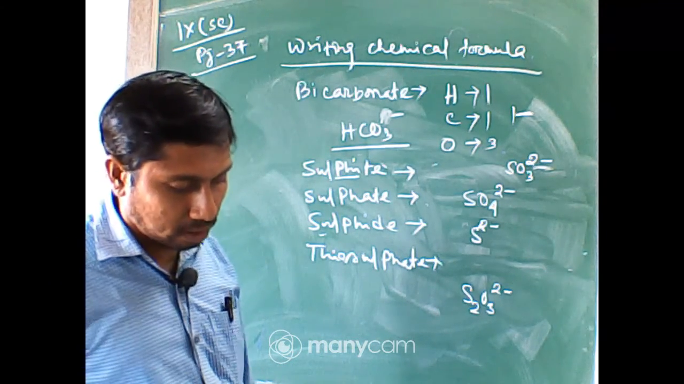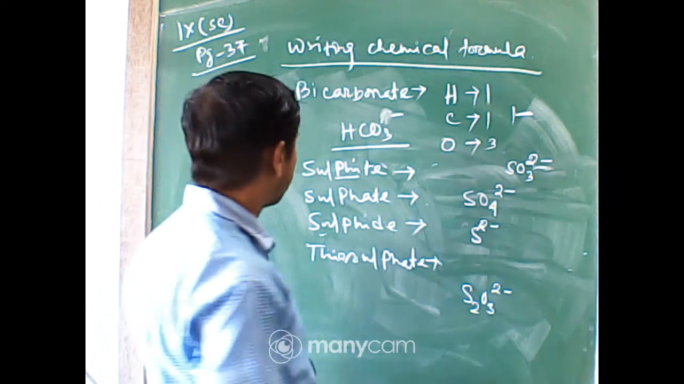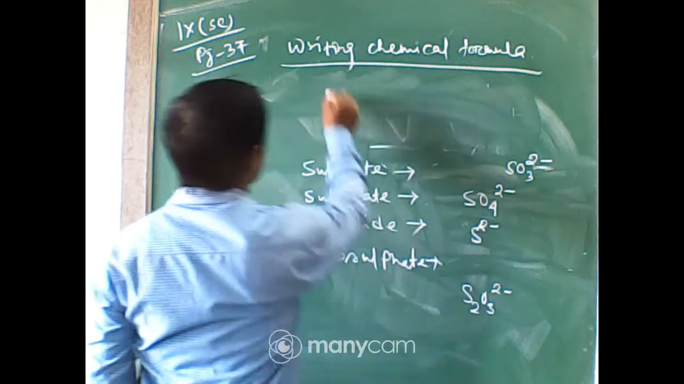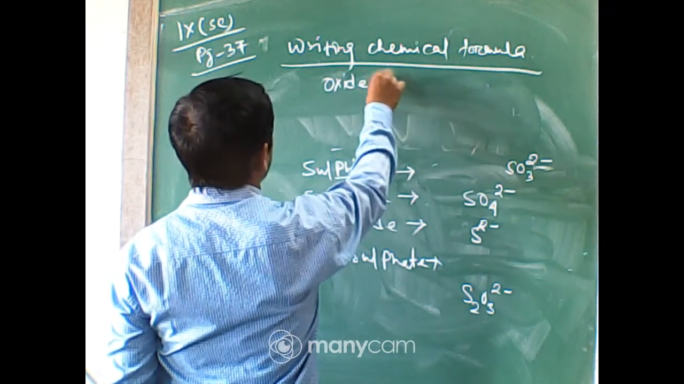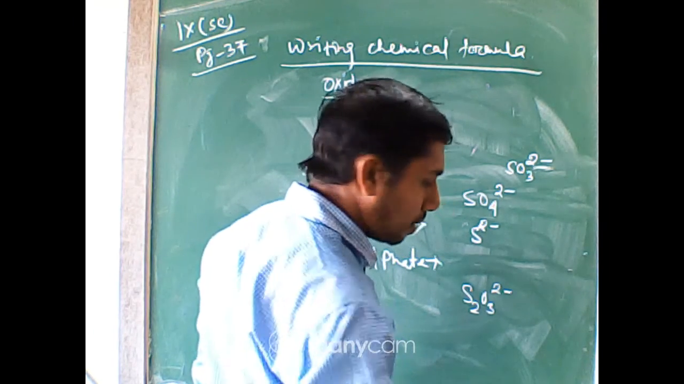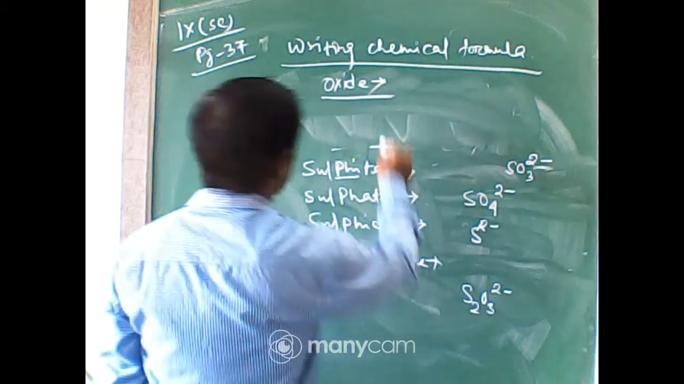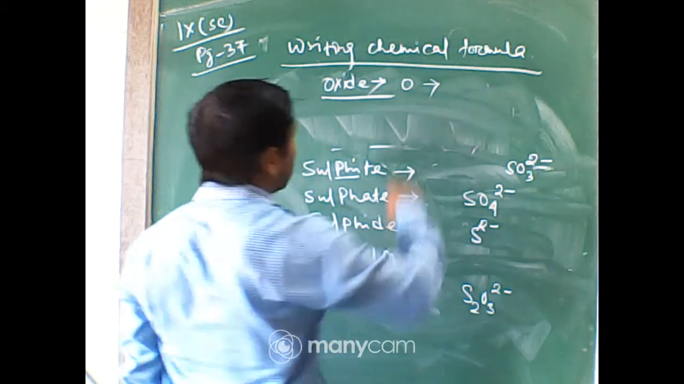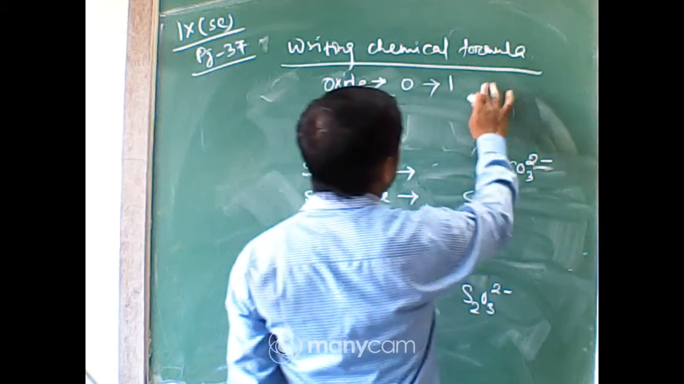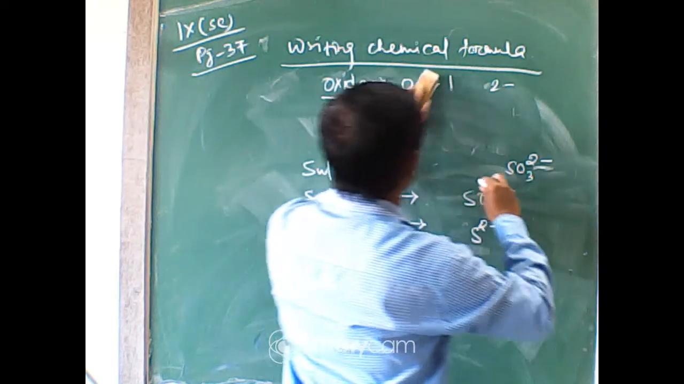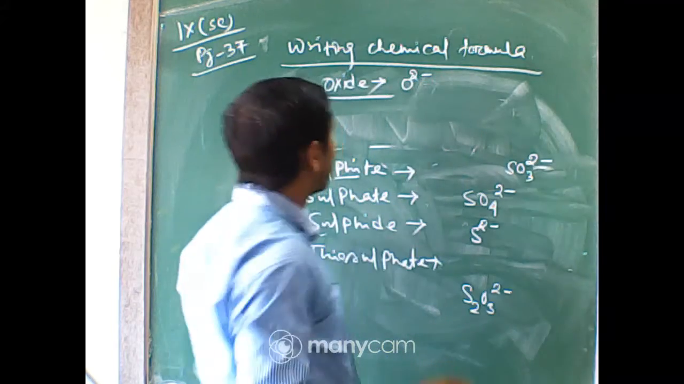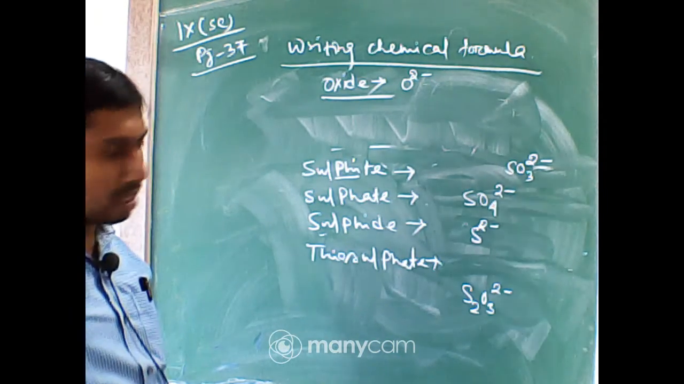Another one is there, oxide. Here the composition is only oxygen, and the number of oxygen atoms is also 1, but the charge is 2 minus. So, the representation will be O2 minus. O2 minus, it is the oxide.